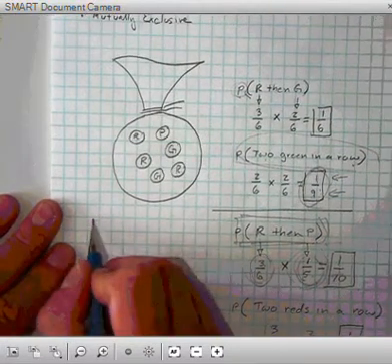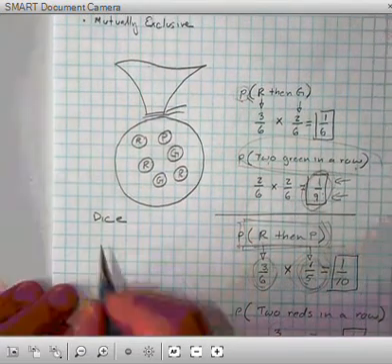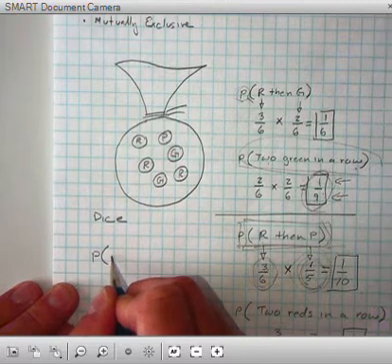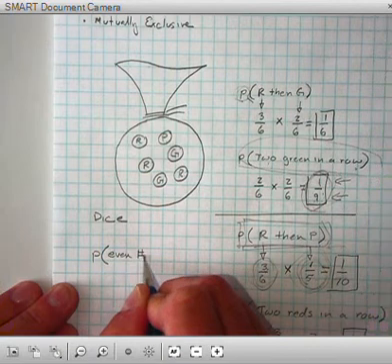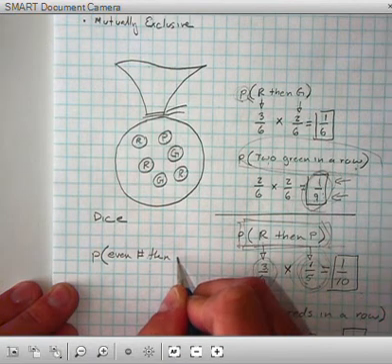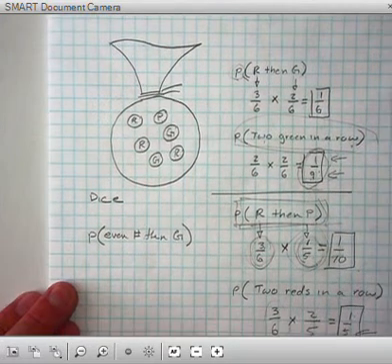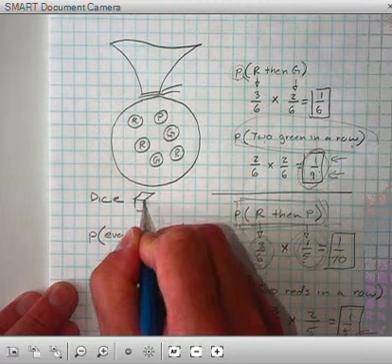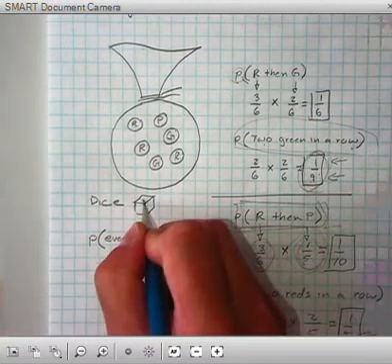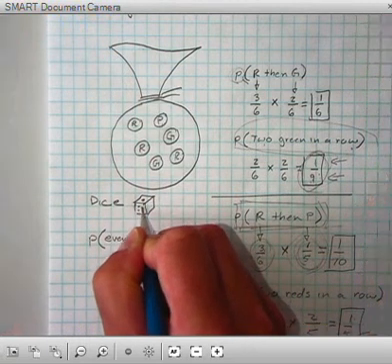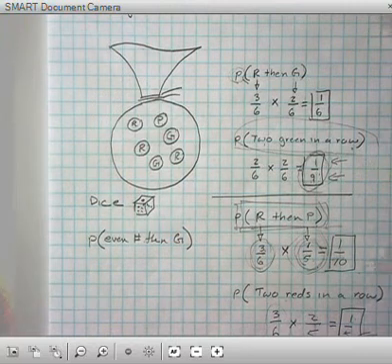Let's say you've got a dice, and you've got this bag of marbles. What is the probability of rolling an even number and then drawing a green? Find that probability. So you've got a dice. Just a single dice. So you've got a dice and the bag.